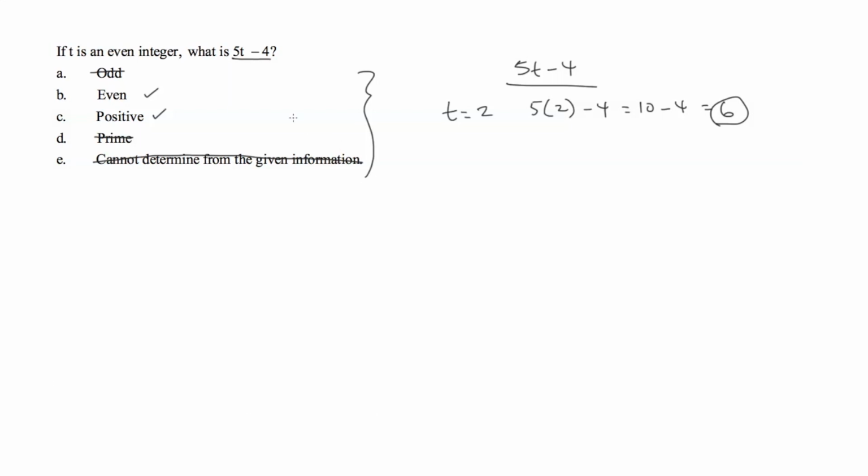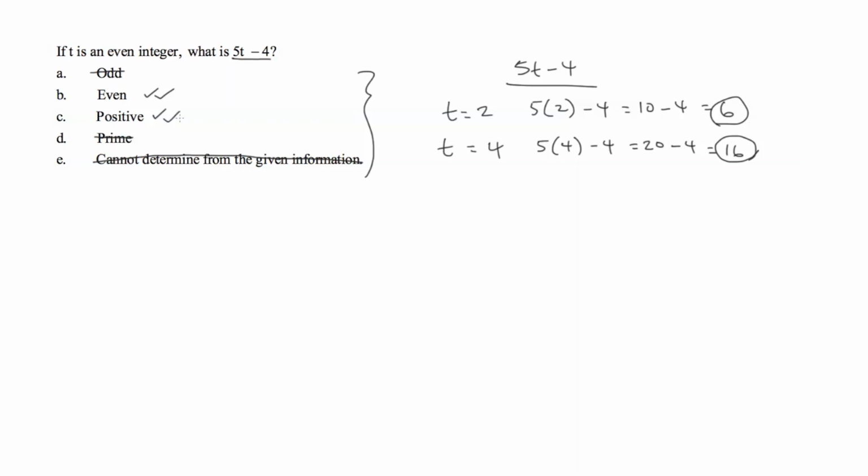Now what to do next? Since we got 2 possible answer choices, we can choose another value for t. So again, you can choose whatever t value you want as long as it's an even integer. I'll just plug in 4. 5 times 4 minus 4 is equal to 20 minus 4, which is equal to 16. Since I've narrowed it down to choices B and C, I'm just going to check those. 16 is definitely still even and is definitely positive.